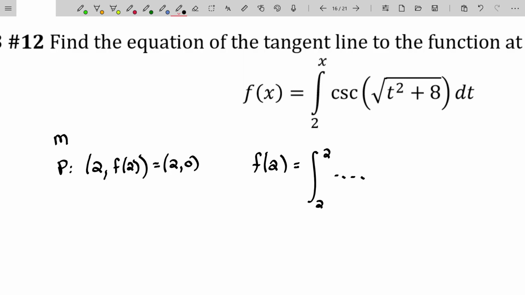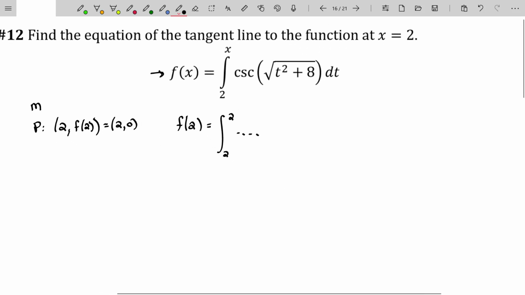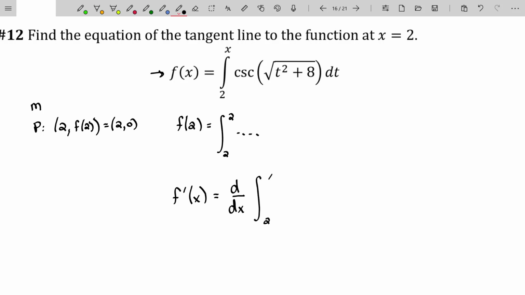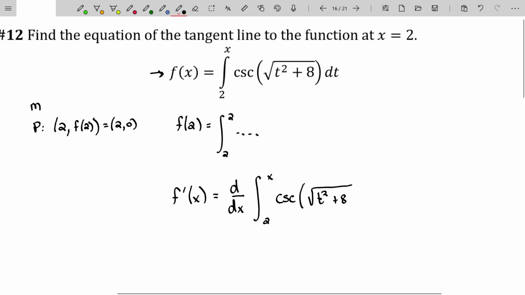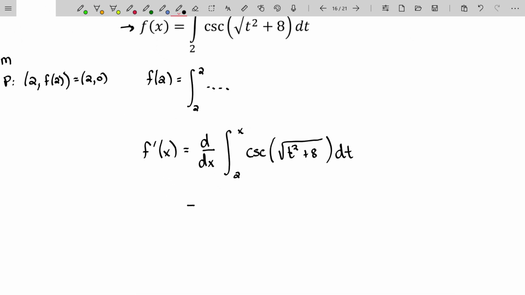Now I need a slope. And to find a slope, I need the derivative. So let's take the derivative of that function. F prime of x is equal to derivative with respect to x of the integral from 2 to x of the cosecant of the square root of t squared plus 8 dt. But we know the derivative of the integral is just going to be the cosecant evaluated at the upper limit. Normally I'd say times the derivative of that upper limit, but we know the derivative of that upper limit is 1. And I also would say minus the cosecant evaluated at the lower limit, but then when you multiply that by the derivative of this lower limit, that would be 0. So I don't need to worry about that. And by the way, this is by the fundamental theorem of calculus part 1. So that's our derivative function.